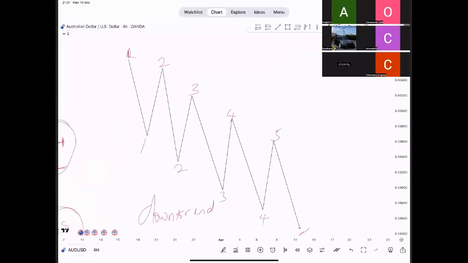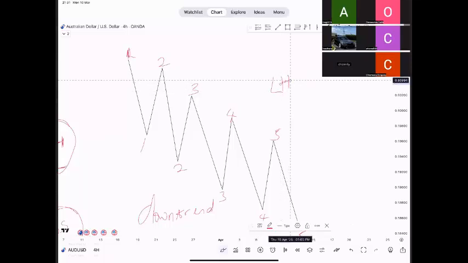Which means that the highs are called what? They are called lower highs. Why are they called lower highs? Because they are usually lower than the previous highs. Remember that we established that in the uptrend, the highs are called what? Higher highs. Because the new highs are always higher than the previous highs. Or in a downtrend, we're going to call them what? Lower highs. Because the new highs are always lower than the previous highs.